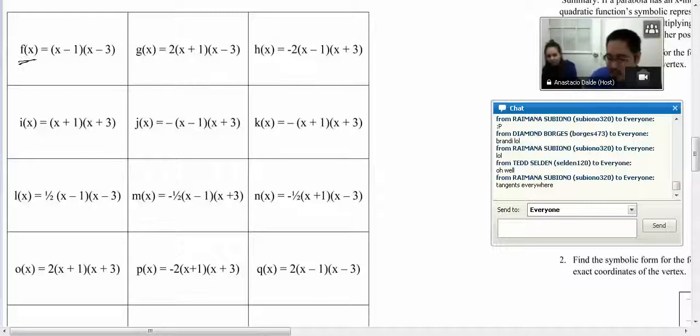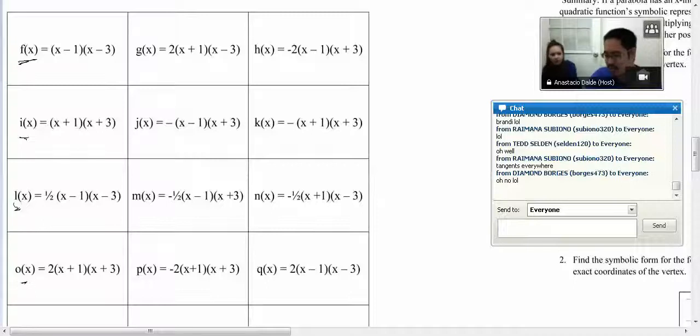Where are these things going to cross? Where's this one going to cross? Number one. Where's that going to cross? What is the solution to that? At x equals what? And what? Perfect. 1 and 3.